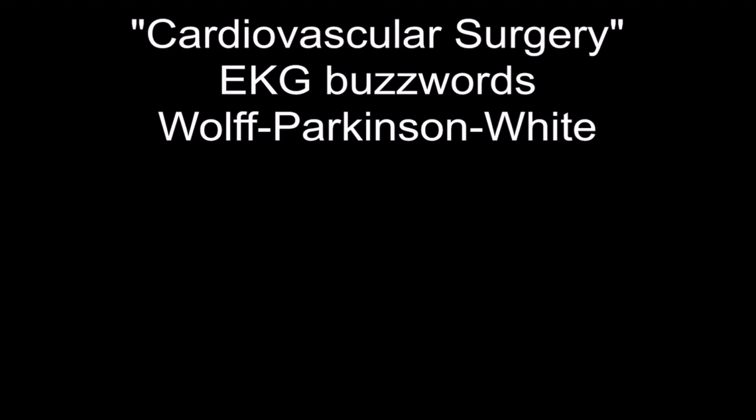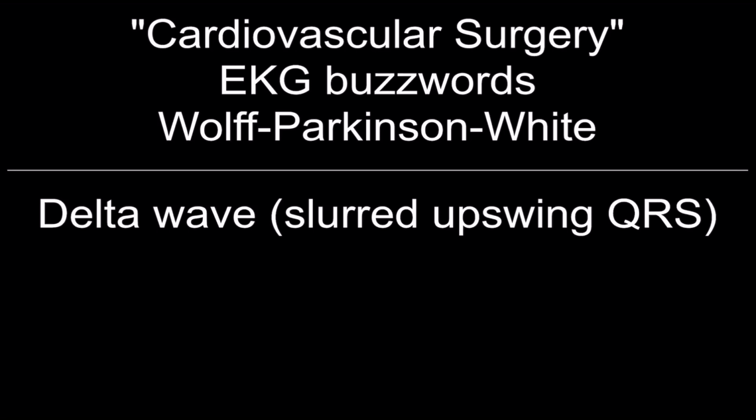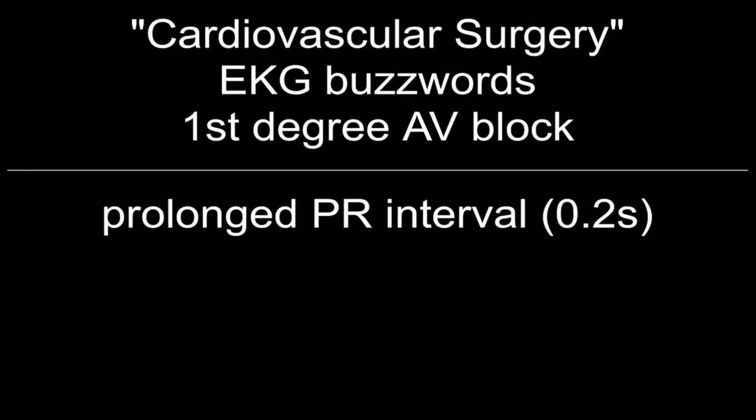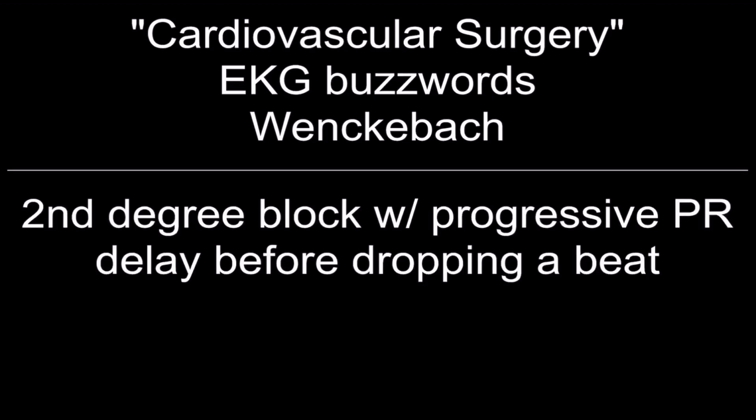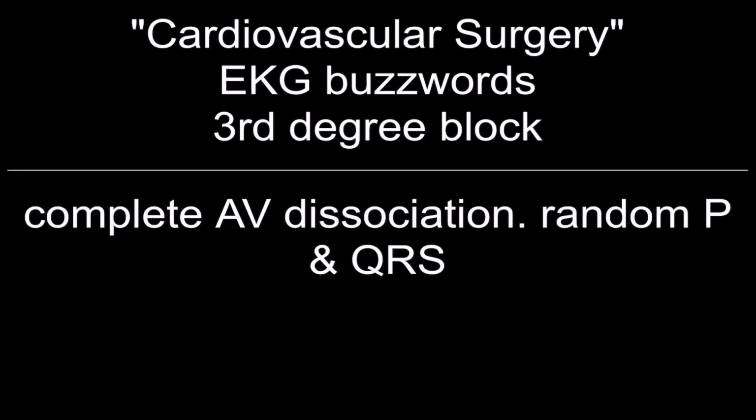Wolff-Parkinson-White syndrome, what are the EKG buzzwords? Delta wave, slurred upswing QRS. EKG buzzword for first degree AV block. Prolonged PR interval, 0.2 seconds. EKG buzzwords for Wenckebach. Second degree block with progressive PR delay before dropping a beat. EKG buzzwords for third degree heart block. Complete AV dissociation, random P and QRS.